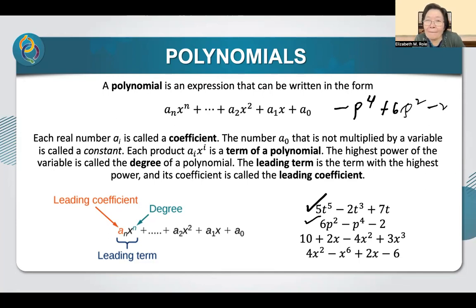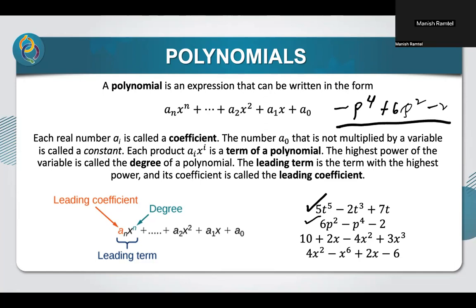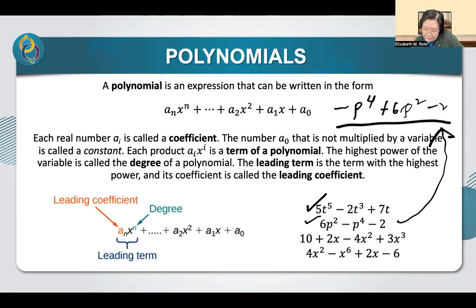What is the degree? What's your degree of this one? Yes, it's 4 because that's the highest power. So I rewrote this where I began with the one with the highest power and have your exponents reduce. So I changed it to minus p to the fourth plus 6p squared minus 2. I hope I am clear with that. So the degree is 4 because that's the highest power of your variable.